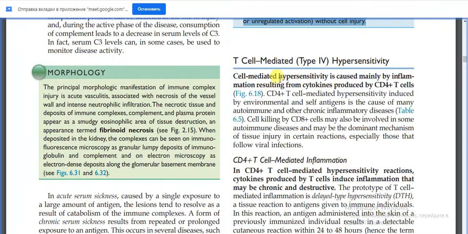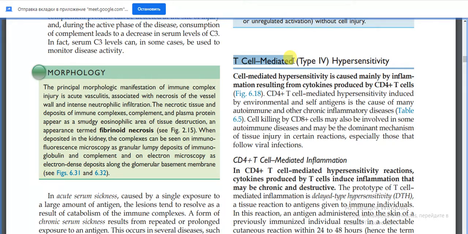Now let's switch to another one, type 4 hypersensitivity. Type 4 hypersensitivity is known as T cell mediated. It means we use T cells, as you can suggest. We have two types of T cells, CD4 positive and CD8 positive, and both of them are active in this hypersensitivity reaction. For example, CD4 positive T cells mediate hypersensitivity induced by environmental and self-antigens, and this is the cause of many autoimmune and other chronic inflammatory diseases.